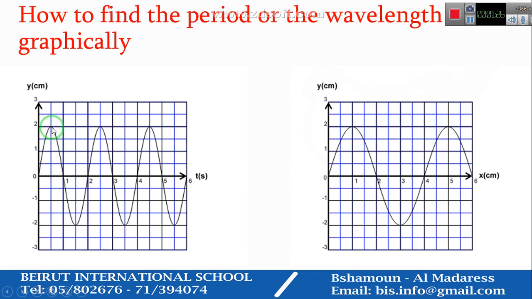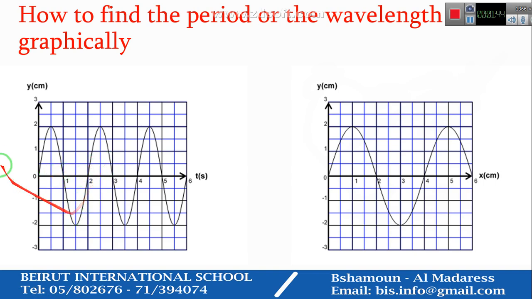If we start from a crest, this crest is at the time 0.5 seconds. It will end up at the other crest, which is at 2.5 seconds. So the period will be 2.5 minus 0.5, which is also equal to 2 seconds.